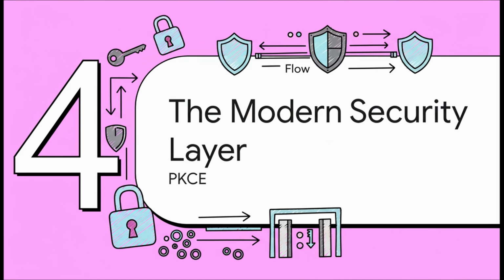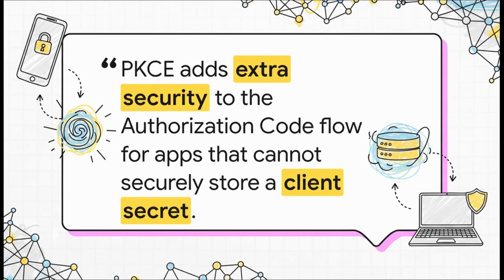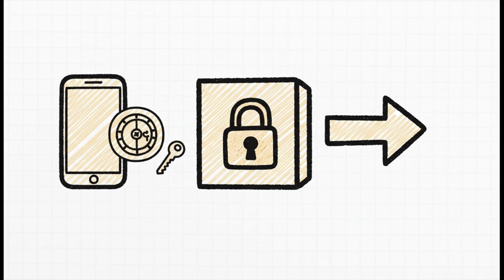And you should think of it less as a totally new flow and more like a security upgrade for the good old Authorization Code flow. So what does it do? Simply put, PKCE makes the authorization code flow safe for apps that can't keep a secret. This has become the absolute standard for any modern mobile or single-page web app. It's the way to go. The analogy for how it works is pretty cool.